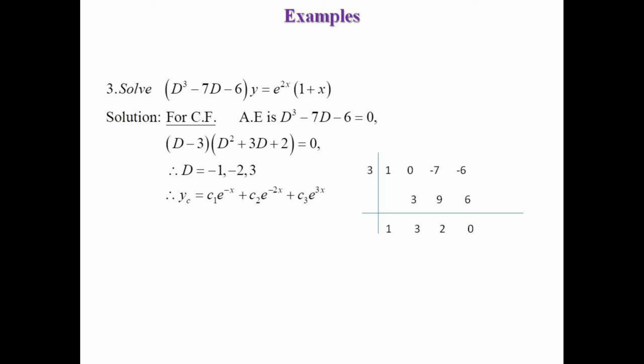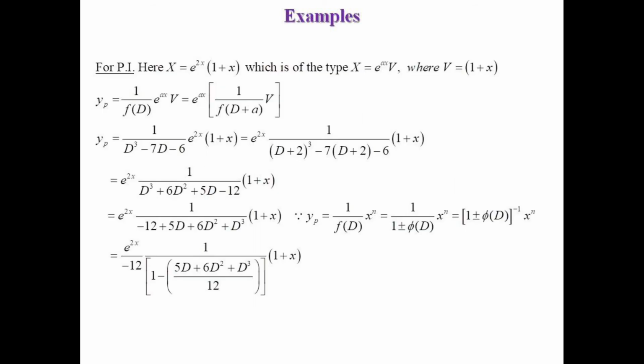Now to find the value of the particular integral, the value of capital X is e raised to 2x into 1 plus x, which is of the type X is equal to e raised to ax into V, where the value of a is 2 and the value of V is 1 plus x. According to the particular integral formula for this type, the particular integral is 1 upon f of D e raised to ax into V, which is equal to e raised to ax in bracket 1 upon f of D plus a into V. That means replace D by D plus a, where a is 2.